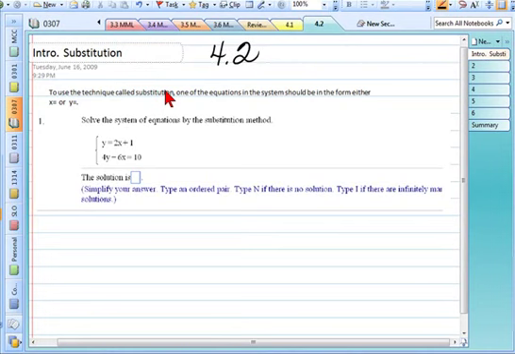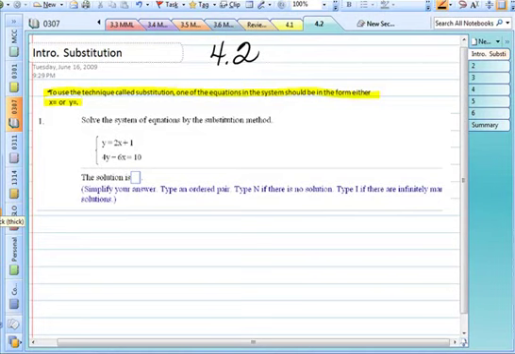So let me read all of that again. To use the technique called substitution, one of the equations in the system should be in the form either x equals or y equals.